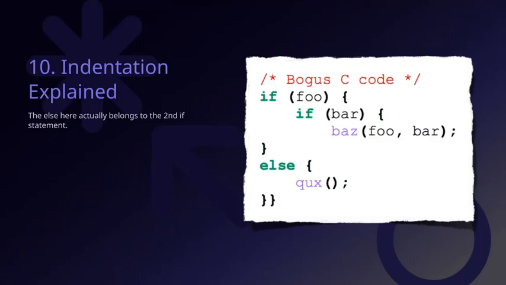So, in this slide, we're diving into indentation and how it affects our code structure. Now, the key point here is that the else statement actually belongs to the second if statement. This might seem a bit tricky at first, but it's all about understanding how indentation defines the scope of each control structure. When you see the else aligned with the second if, it clearly indicates that it's paired with that specific if.